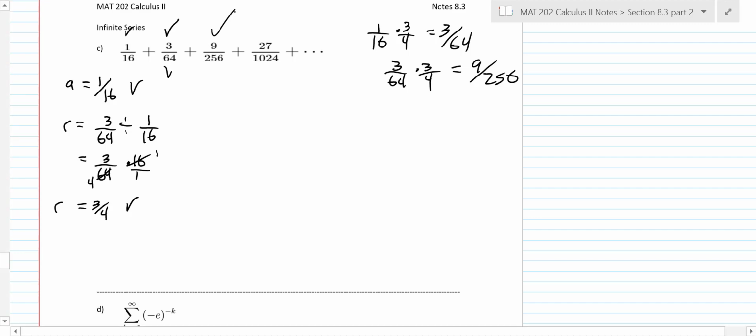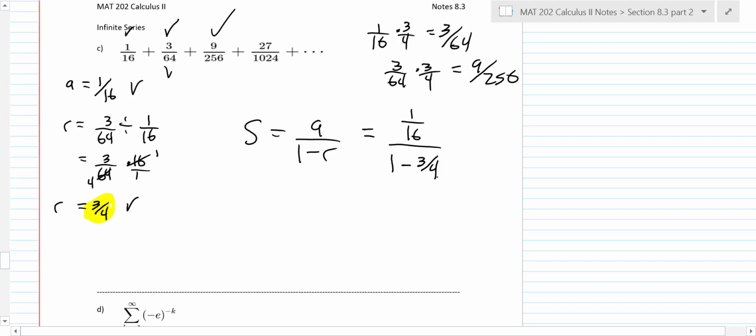So now we know that R is 3/4. Does this converge or diverge? Converges, because R is between -1 and 1. Everybody got that? So now we're ready to find this sum. We're going to use the formula A over 1 minus R. A is the first term. That was given as 1 over 16. R is 3/4. So we have that.